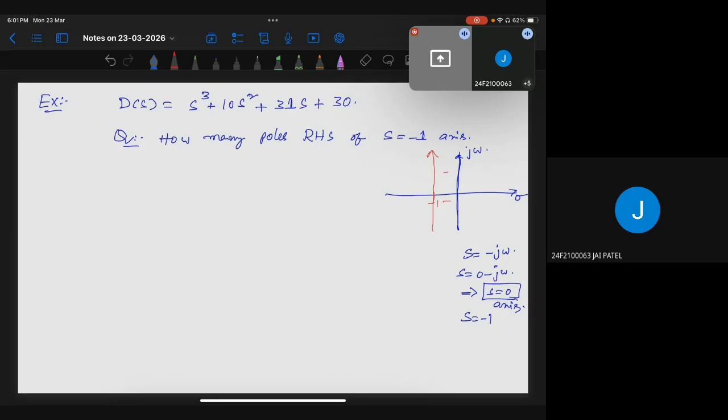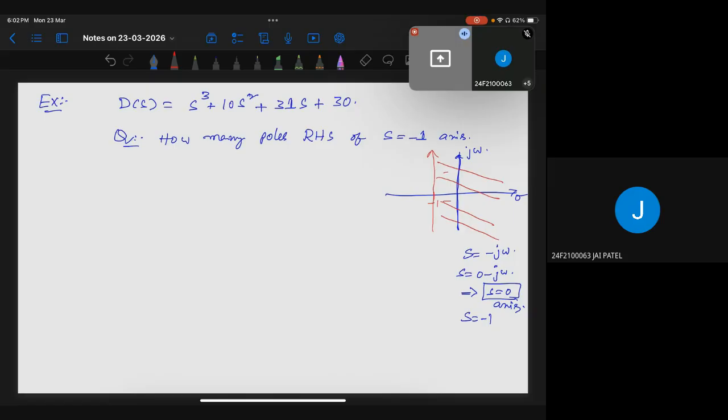RHS of this, the right hand side. Till now we are checking only the RHS of j omega, because the regular RH criteria will give how many poles exist on the RHS of j omega. Now we want to check how many poles are there on the RHS of this axis, S equals -1. These kind of problems.